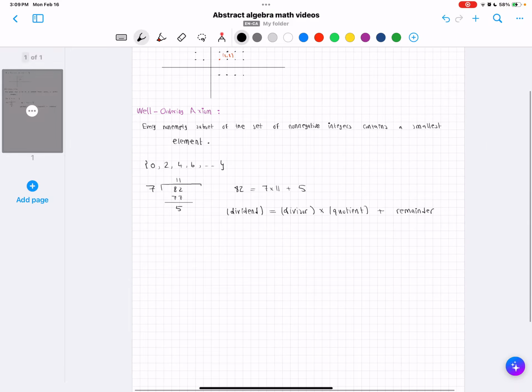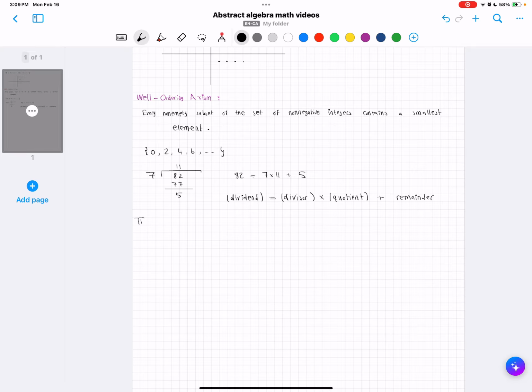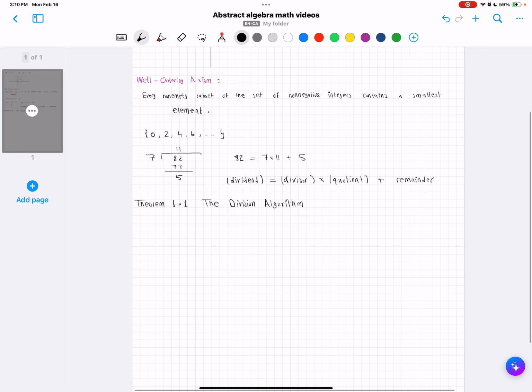Theorem 1.1, the division algorithm. What the division algorithm says is that given two integers, you can always divide one integer by another integer to get a quotient as well as a corresponding remainder, where that remainder is less than the divisor. So let's write that down.